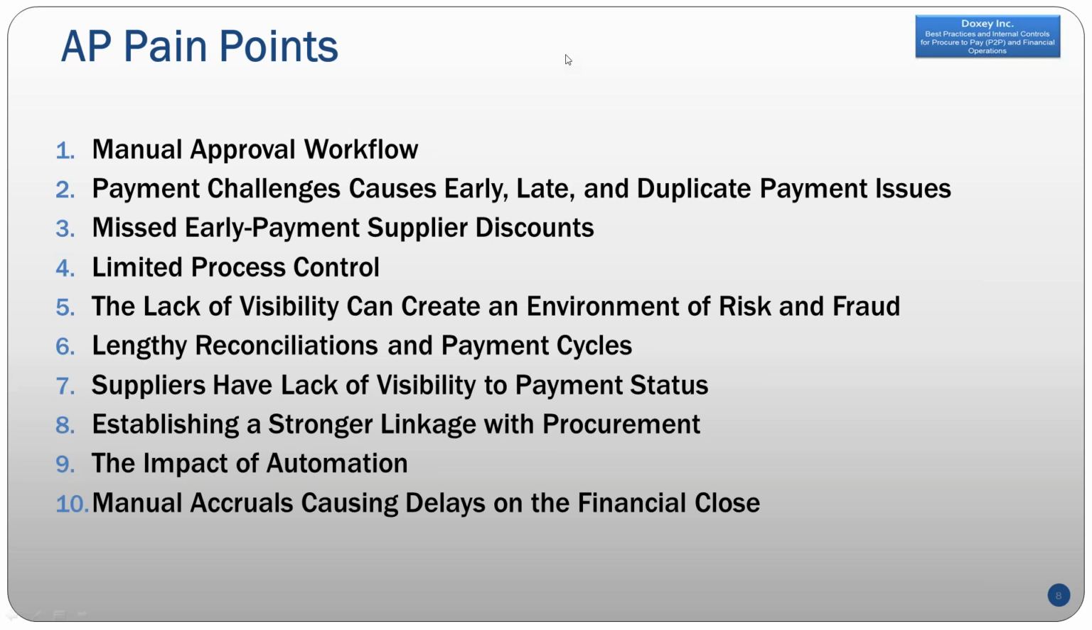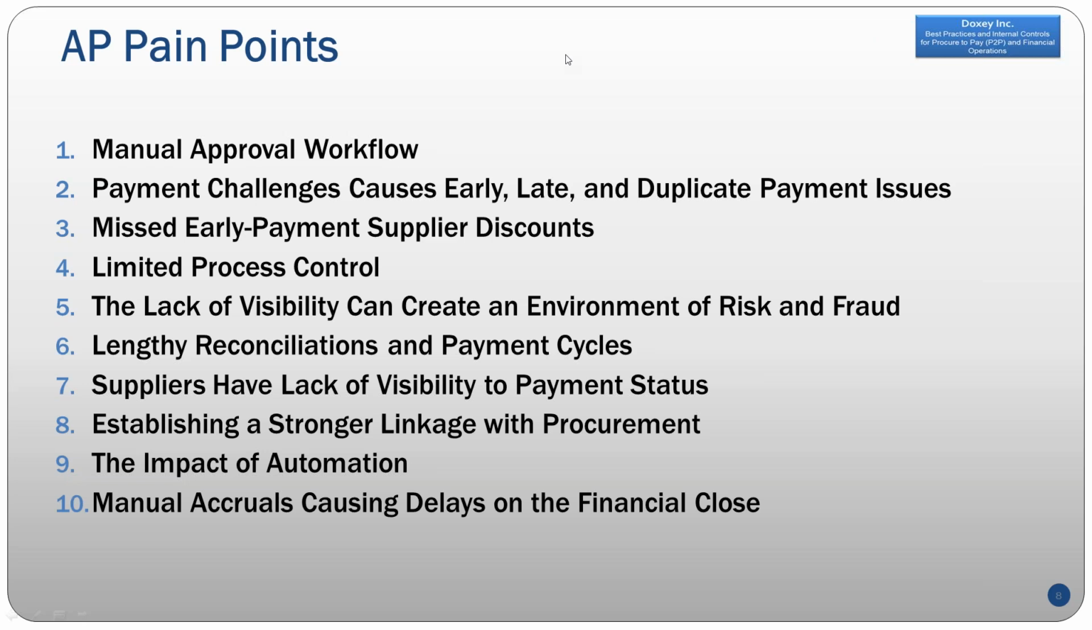Number 8 is the ability to establish a stronger linkage with procurement. We talk about procure to pay, and we'll get into that in a little more detail. But when we talk about silos and disconnects, there's very often a situation where procurement and accounts payable are at odds. They're just not talking. We don't think about an end-to-end process. We think about it in terms of separate processes. The impact of automation: sometimes we automate, but we don't really look at how that's impacting the entire accounts payable cycle, and it's impacting the AP process.